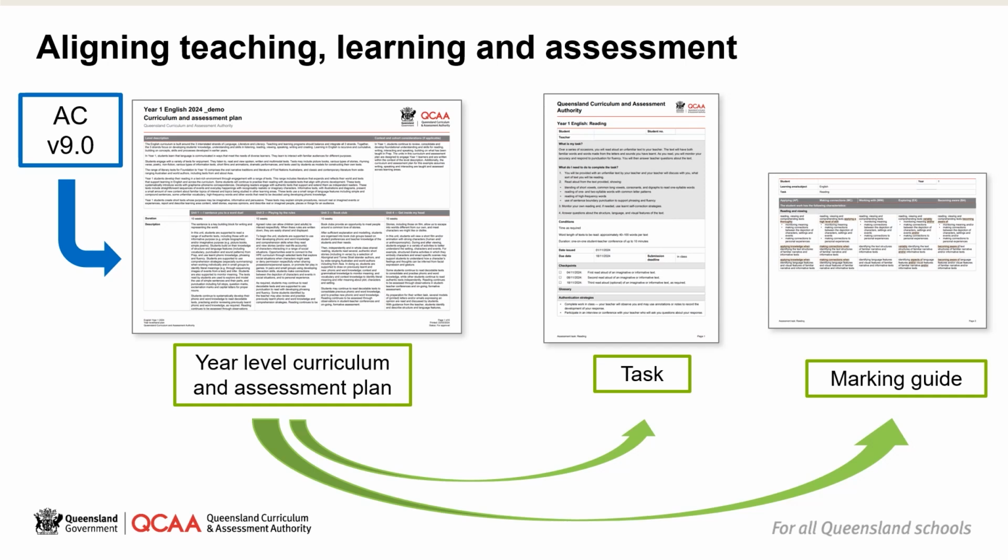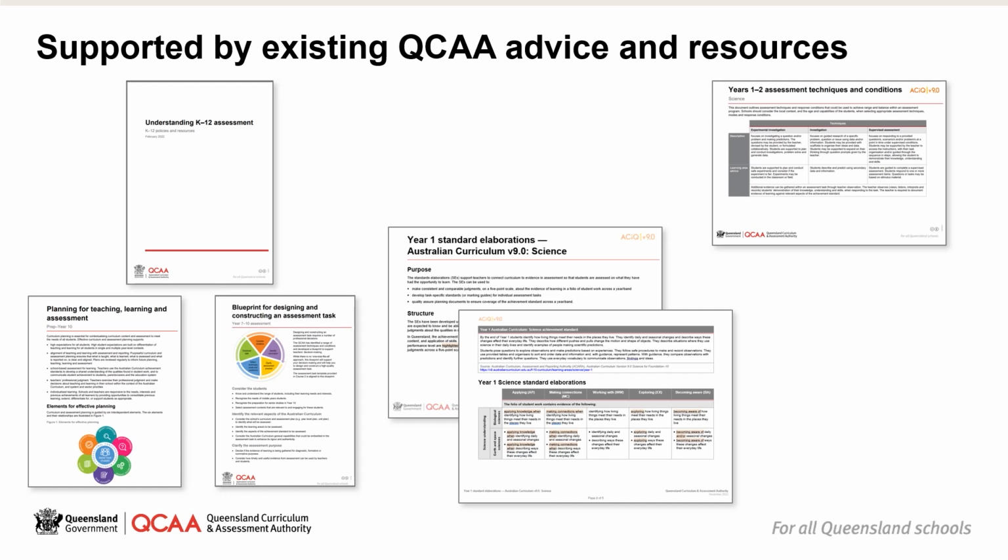And finally, a summary page is generated that tracks the coverage of the achievement standards and content descriptions, general capabilities, cross-curriculum priorities, and focus areas for health and physical education across the year or band. Planning in the app is underpinned by a number of QCAA resources and advice documents, including standards elaborations and techniques and conditions. We have provided links within the app to allow teachers to easily access these resources.